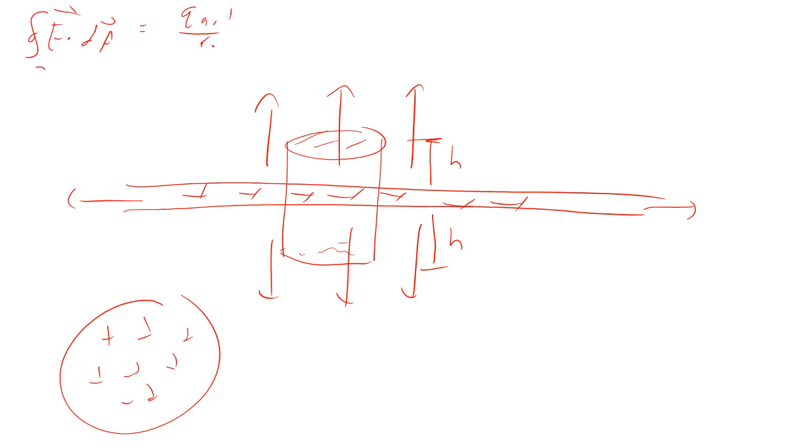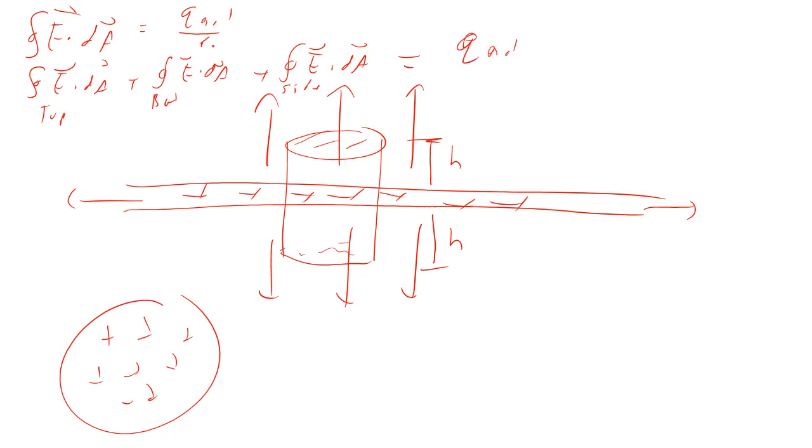And so we're going to say now that the integral E dot dA equals enclosed charge over epsilon naught. So that's going to be the integral E dot dA for the top plus the integral E dot dA for the bottom plus the integral E dot dA for the side. And that's going to be the enclosed charge over epsilon naught. Well, the side one's easy.